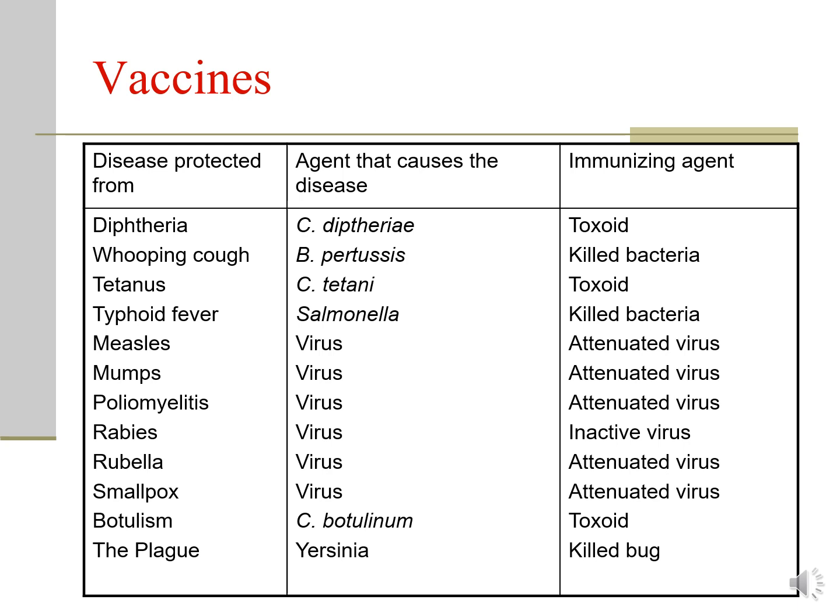And on this slide, I basically have outlined vaccines, the agent that causes the disease you're protected from, and the type of vaccine that a person would get. So in the case of diphtheria, the agent that causes the disease is Corynebacterium diphtheriae, and it could be avoided by getting the toxoid vaccine. Whooping cough is caused by Bordetella pertussis, and the vaccine is a killed bacteria. Tetanus is caused from Clostridium tetani, and it's a toxoid vaccine. Okay, and I'll just let you look those over on your own. Be prepared to give me an example of these.